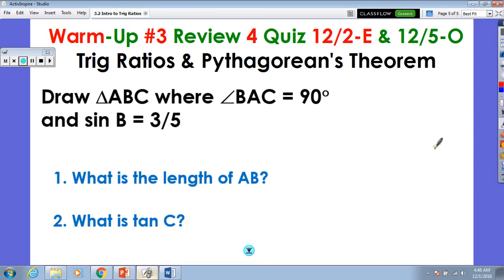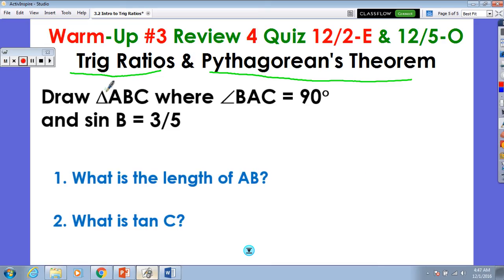All right, so today we're doing a review for our quiz. You have about 4 problems on your quiz that will be on Pythagorean's theorem, and then you have 6 problems that will be on your trig ratios. So all I'm asking you to do with your trig ratios is to set up that fraction. And with Pythagorean's theorem, of course, you're solving for one of your sides. So here's our warm-up that's going to review one of each.